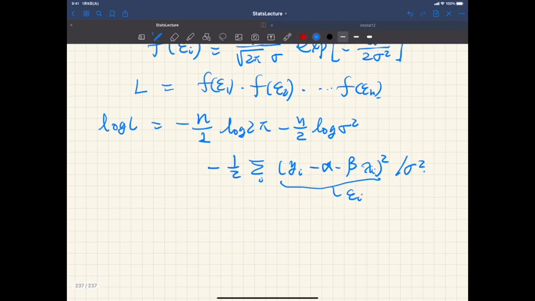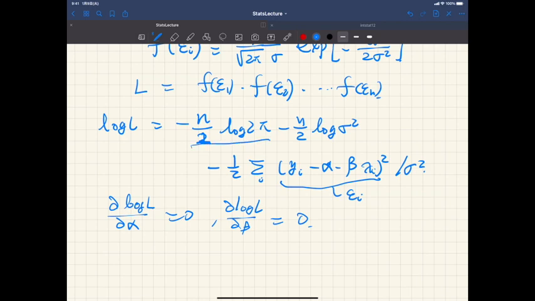So this is the log likelihood of this problem. We want to maximize this likelihood, so we differentiate it with respect to alpha and equate it to 0, and differentiate with respect to beta and make it 0, and solve for alpha and beta. We get the same result because this term doesn't include alpha or beta, and this term doesn't include alpha or beta, so we can just ignore them.